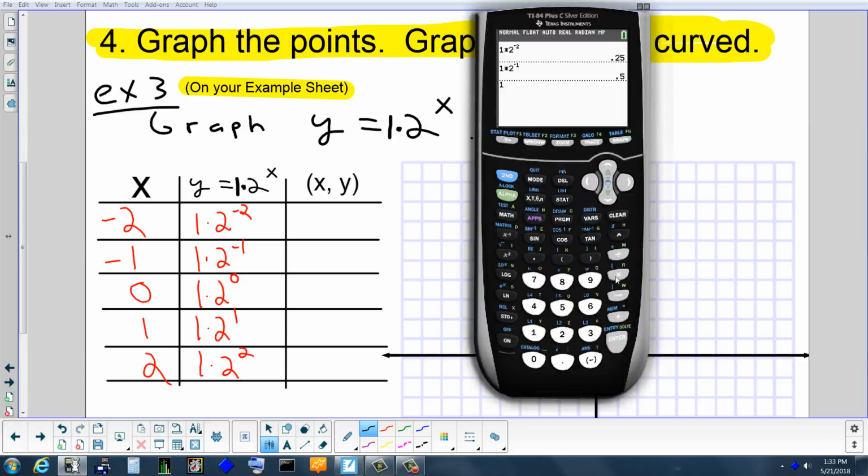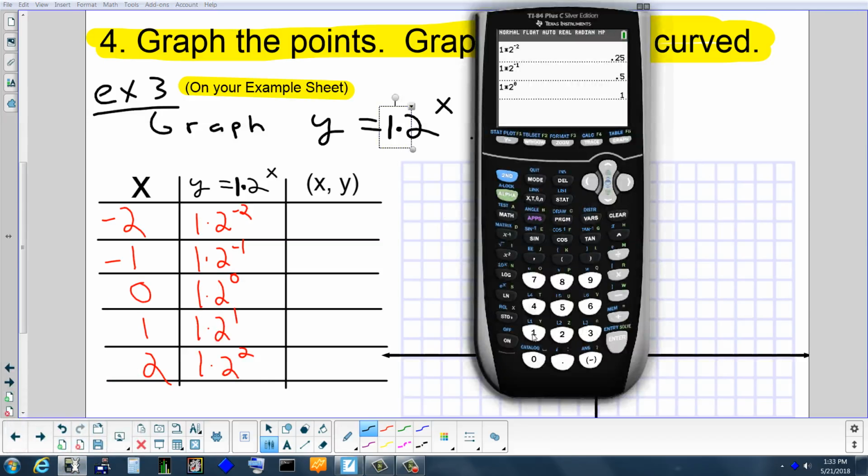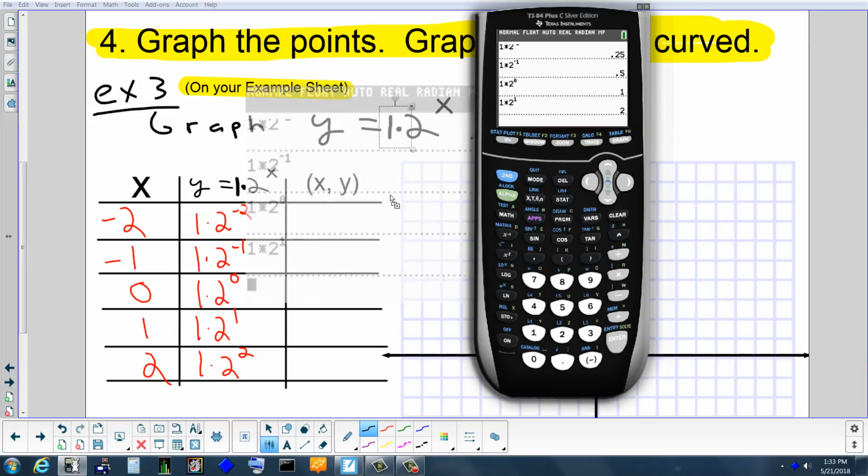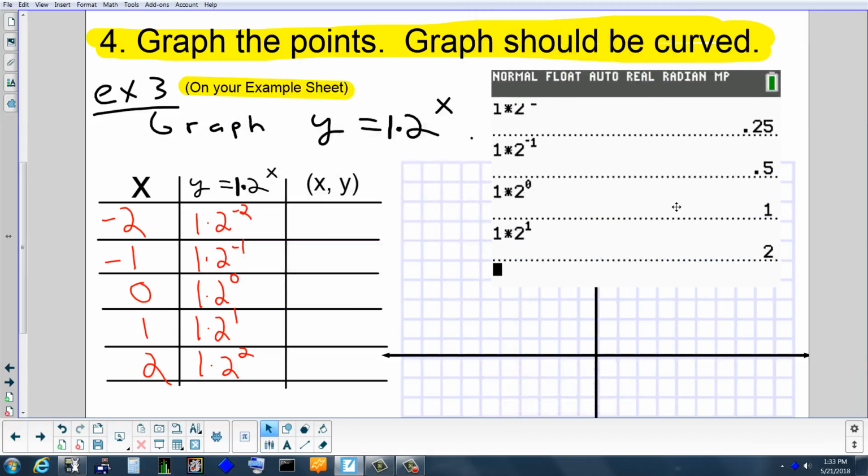And guys, sometimes it may be as simple as we might just give you y equals 2 to the x. We may just give you that. You may not have to do any multiplication on the outside. You may just say, okay, take this number and apply the exponents. That's all you have to do. All right, so I took it and did it on my calculator.